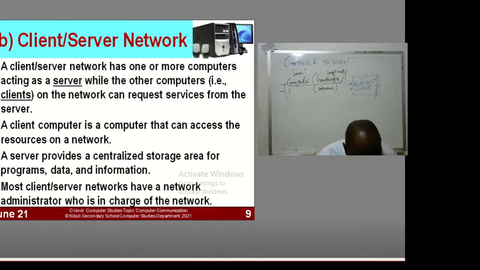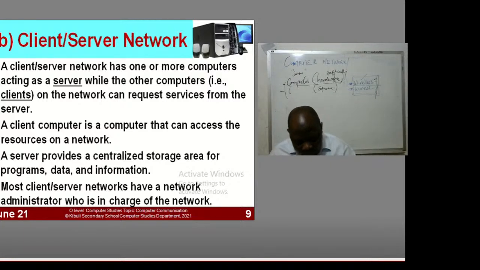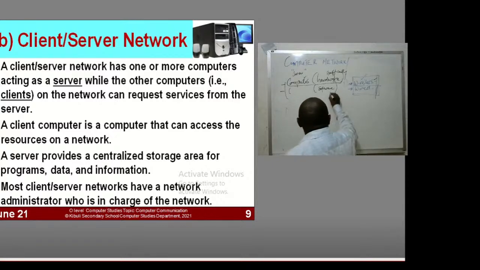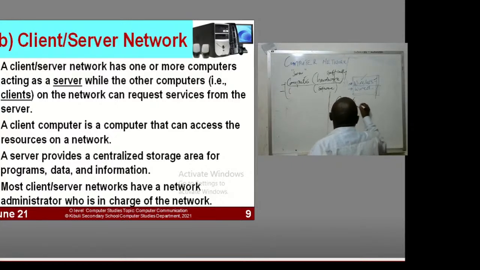Then most client-server networks have a network administrator who is in charge. Now that one is going to come in. We shall be looking at careers in computer. Jobs in computer. We shall look at what kind of job you can take up. There is what you call the systems administrator.